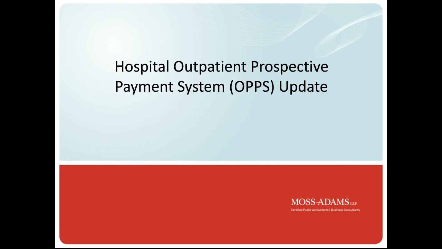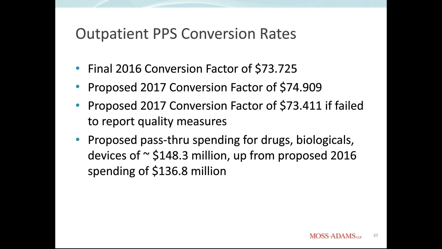So in our last few minutes together, I wanted to quickly cover some highlights from the outpatient prospective payment proposed rule, as well as the physician fee schedule. OPPS is paid on a conversion factor. Our proposed conversion factor for 2017 right now sits at $74.91, give or take, slightly up from the prior year conversion factor. And we can see here we also have an estimate of the proposed pass-through spending for drugs, biologicals, and devices of just about $150 million.